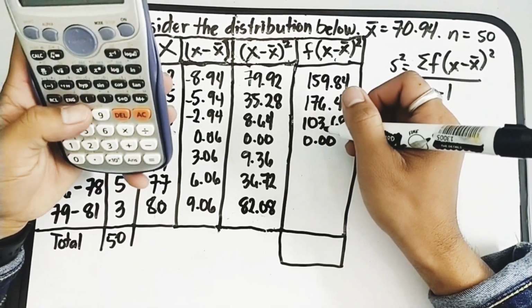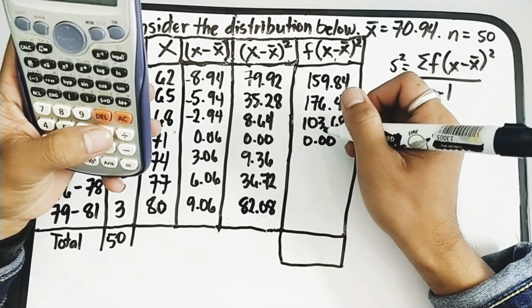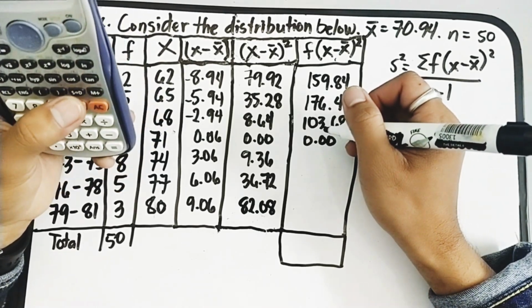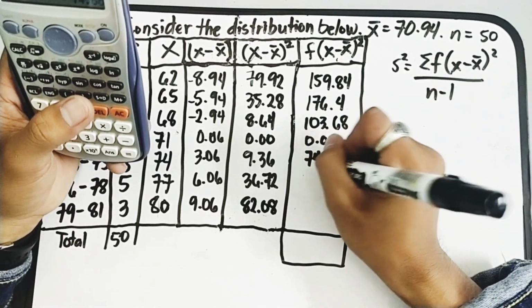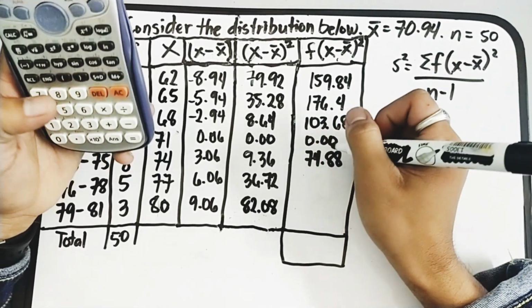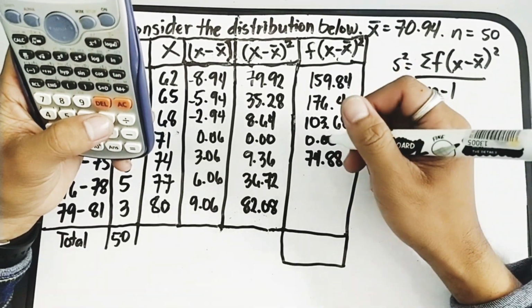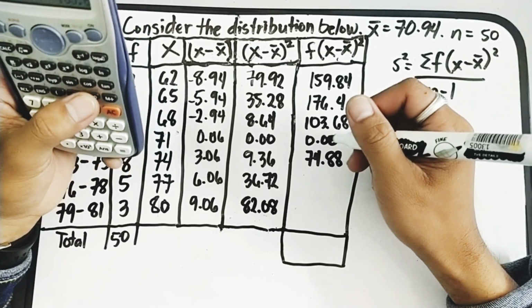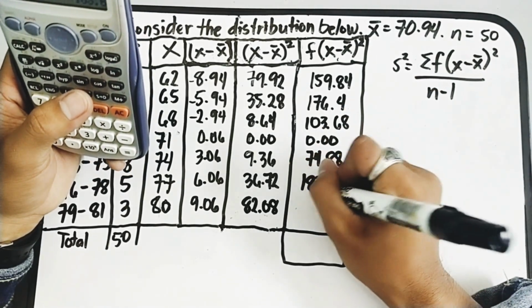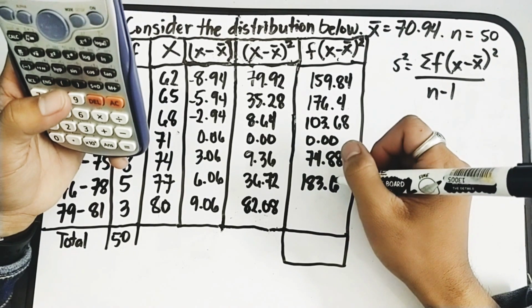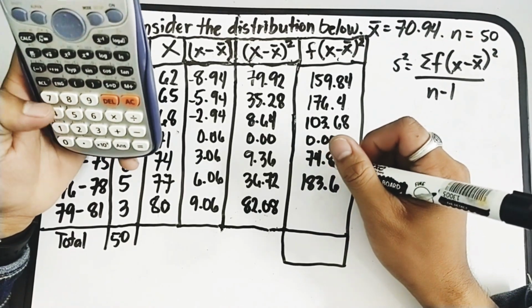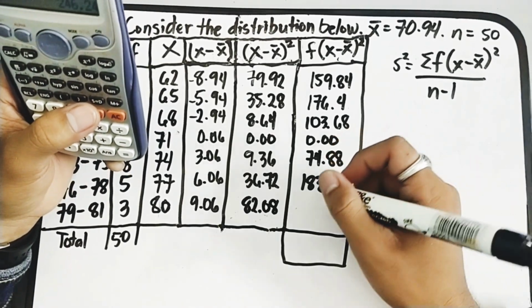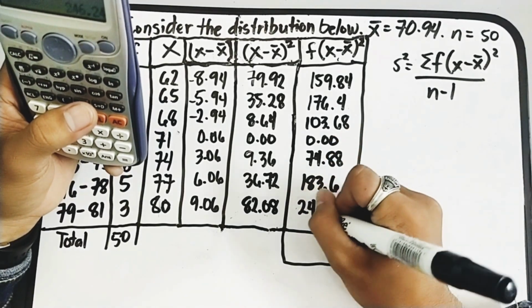And then 8 times 9.36, we have 74.88. Then 5 times 36.72, we have 183.6. Okay, and last, we have 3 times 82.08. We have that value ng 246.24.